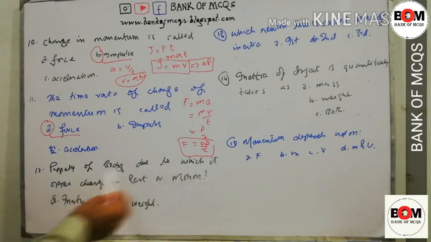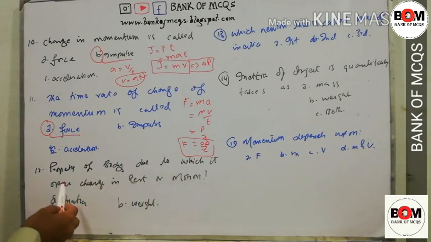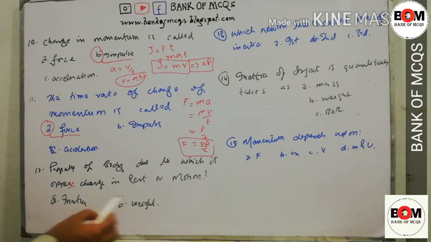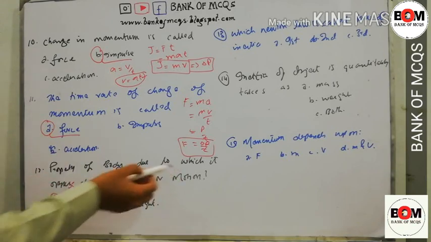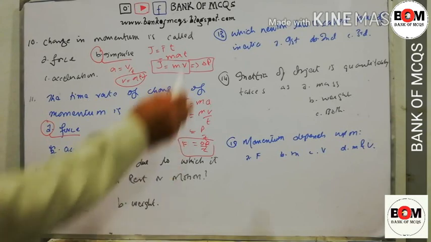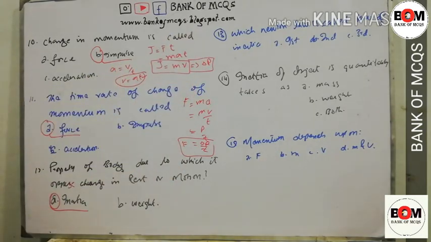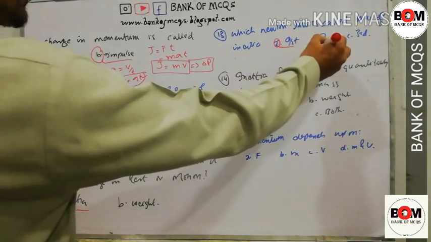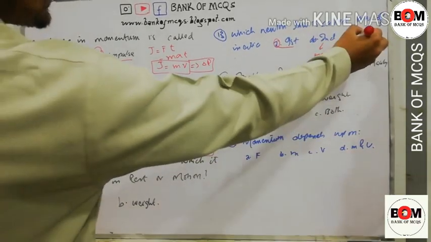Property of a body due to which it opposes change in rest or motion is inertia, weight, torque or anything. So according to Newton's first law of inertia, due to the mass of the body, it resists change in its motion; it opposes change in its rest or its motion. Number 13. Which Newton law is also called law of inertia? So Newton's first law is called law of inertia, while the second law is about F is equal to ma, and the third law is about action and reaction.